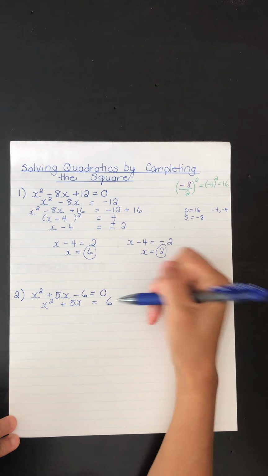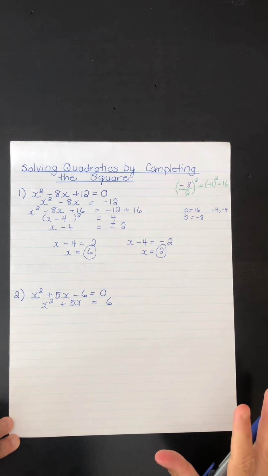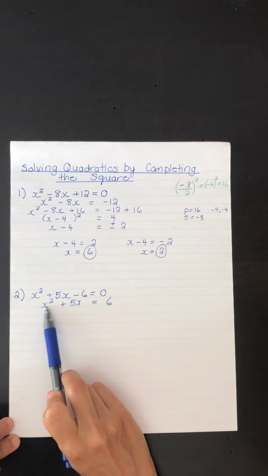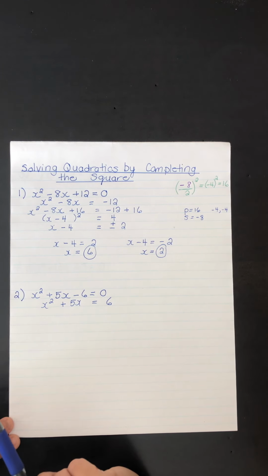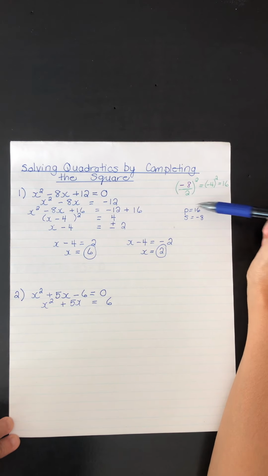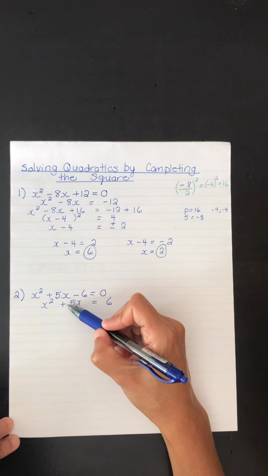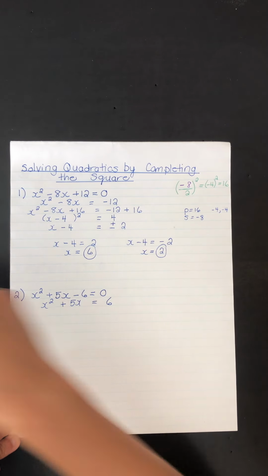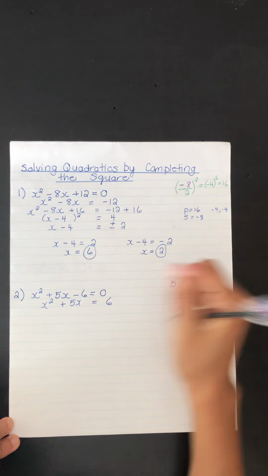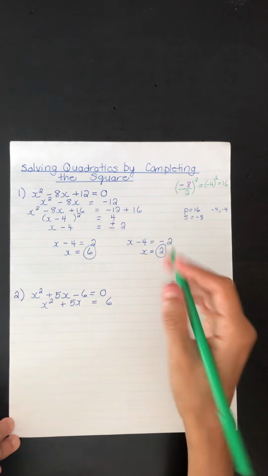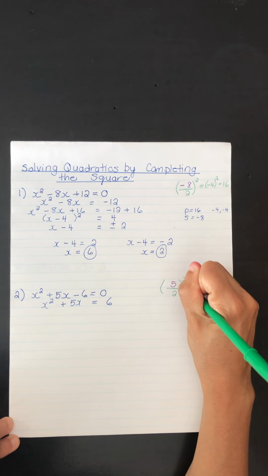Okay, you can see now positive 6 on the right side. And now is when we add the magic number. Now, it's a little harder to determine the magic number in this case, I think. But we'll do it the very same way we did it in example 1. We take the coefficient of x, which this time happens to be 5.